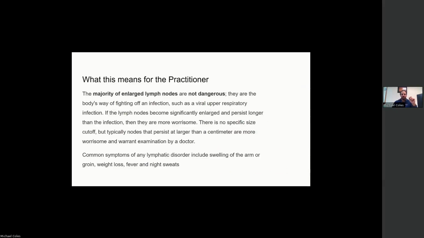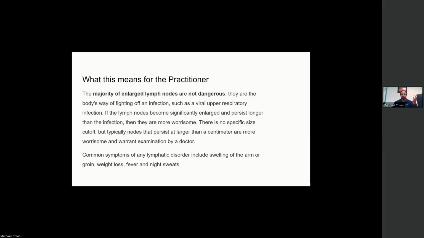Okay, so the majority of the large lymph nodes are not dangerous, so don't freak out about them. Like I said, they're just the body's way to fight infection. If there's a viral infection in the upper portion of the system, there's going to be swelling. They can be enlarged, but then they can go down. So avoid them, don't rub on them, but just don't freak out if somebody comes in with some enlarged lymph nodes.